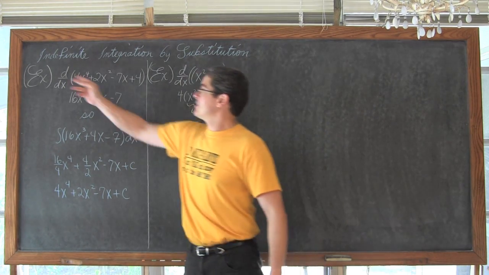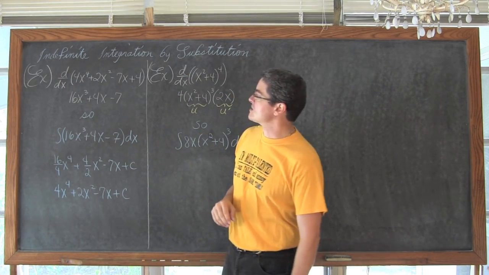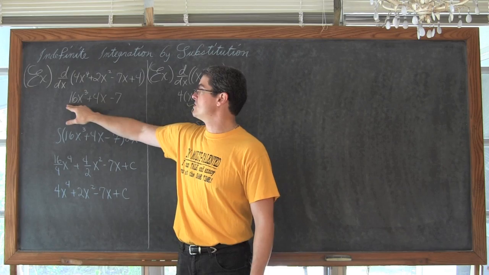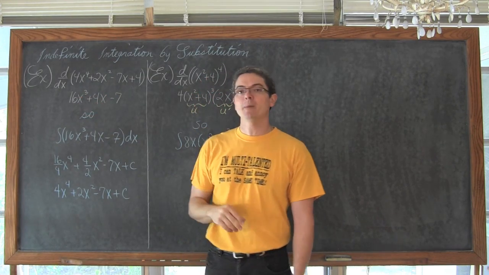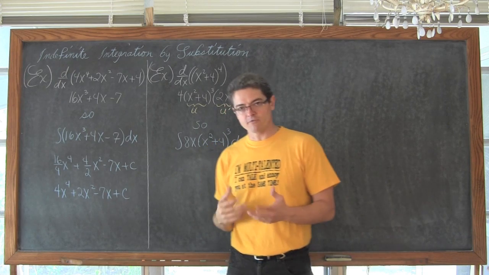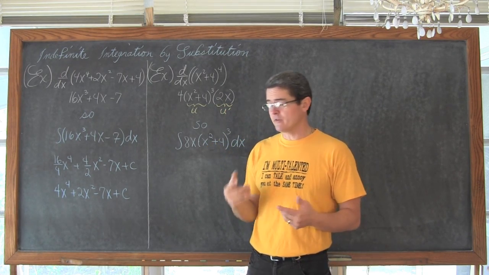Here's an example. The derivative with respect to x of 4x to the fourth plus 2x squared minus 7x plus 4 is equal to 16x cubed plus 4x minus 7. Okay, so that's very, very straightforward for finding the derivative.